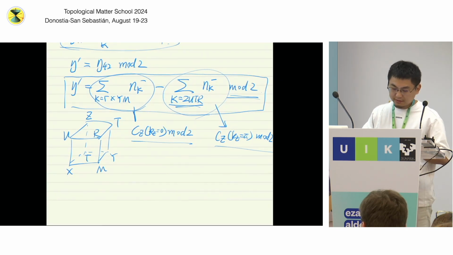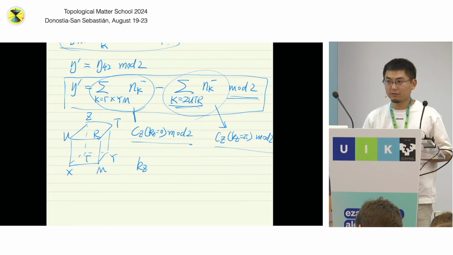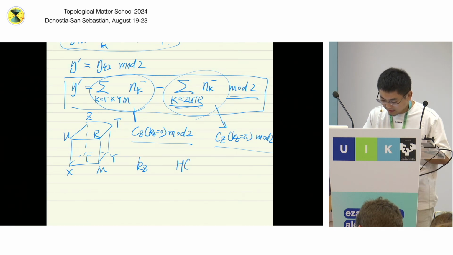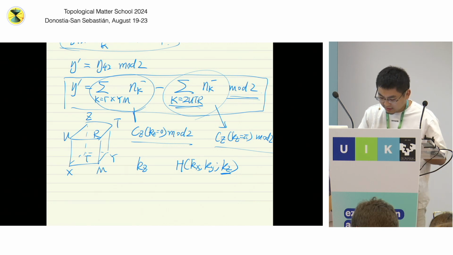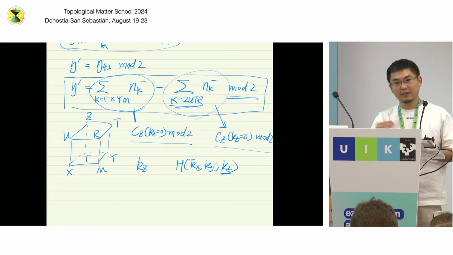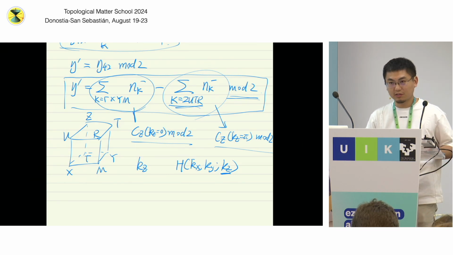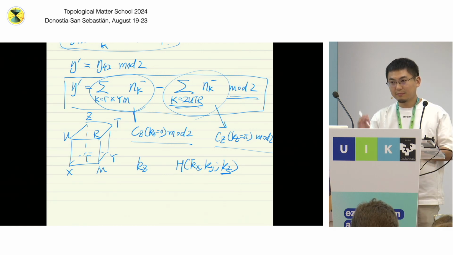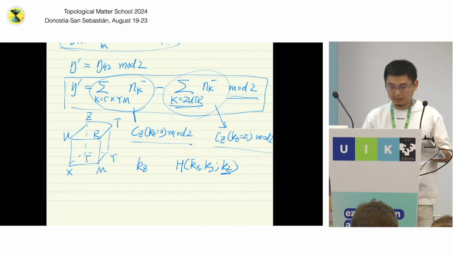Actually, we can consider kz as a parameter of a two-dimensional system, right? We can write the 3D Hamiltonian in this way, kx, ky, and kz. And we can regard this kz as a tuning parameter of a two-dimensional system. So we know that when kz equals 0, the two-dimensional system may have a vanishing Chern number. But when kz becomes pi, this two-dimensional system has a Chern number 1. That means there must be a phase transition point at some kz, right? And that phase transition point is just a Weyl point.